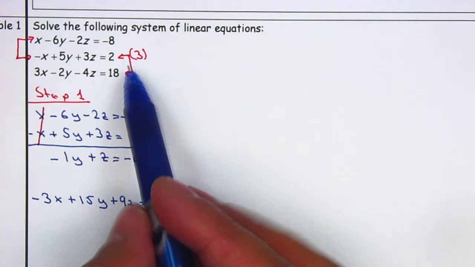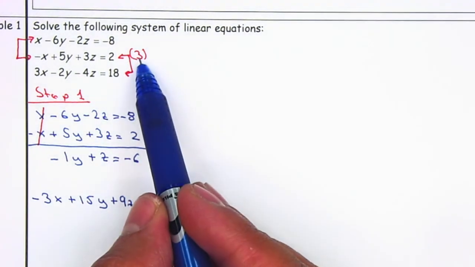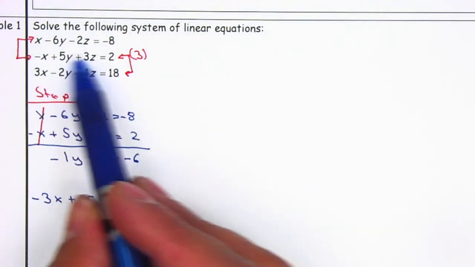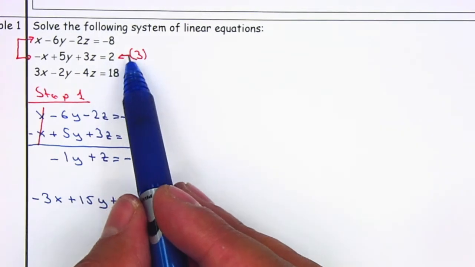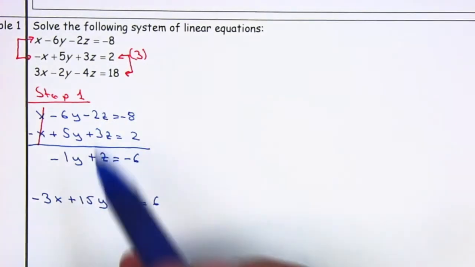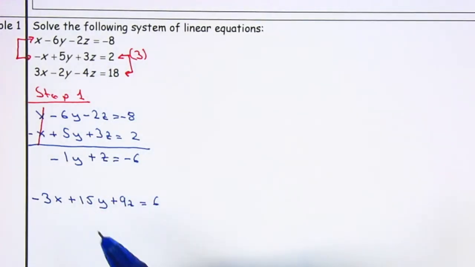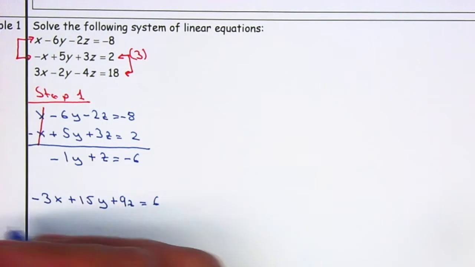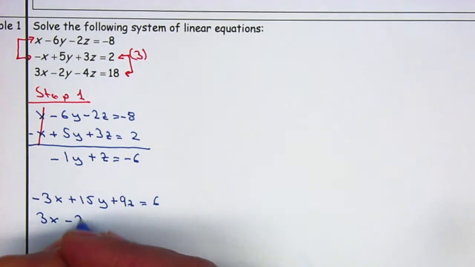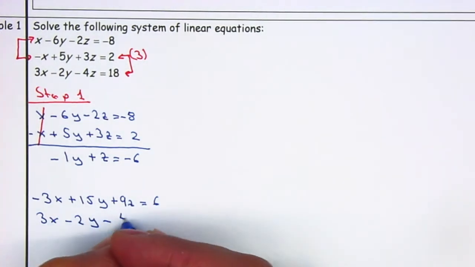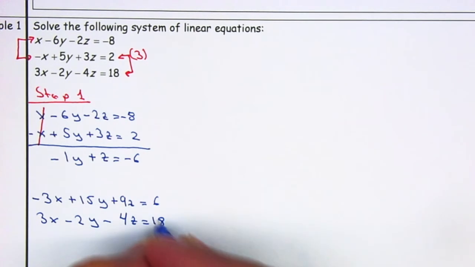Now, very important that you write down the number you're going to multiply by right here, so you can go back and double check, and also do your arrows. So I can go back and check which ones you combine, and you can see if you catch any mistakes, if you do make any. The third one will stay the same. 3x minus 2y minus 4z is equal to 18.